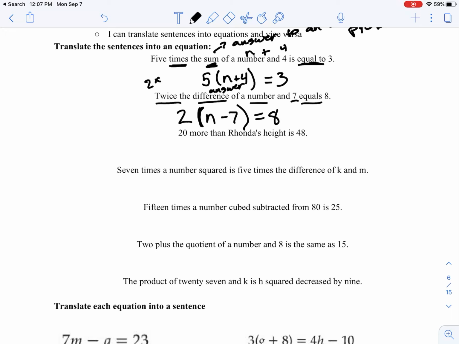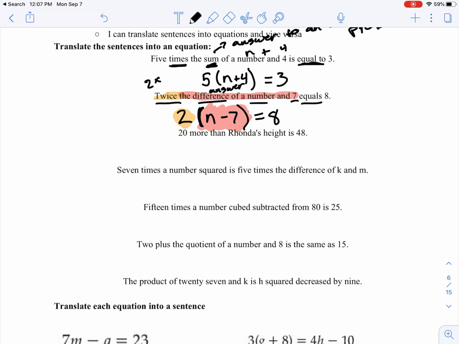And that's going to equal 8. One last time here, let me just go through it. We took twice, here's my twice, 2 times. It's being multiplied there. What are we multiplying 2 times? We're multiplying 2 times the difference of a number and 7. That's what I have here. This is the difference of a number and 7. We're taking 2, multiplying by that, it's equaling 8.